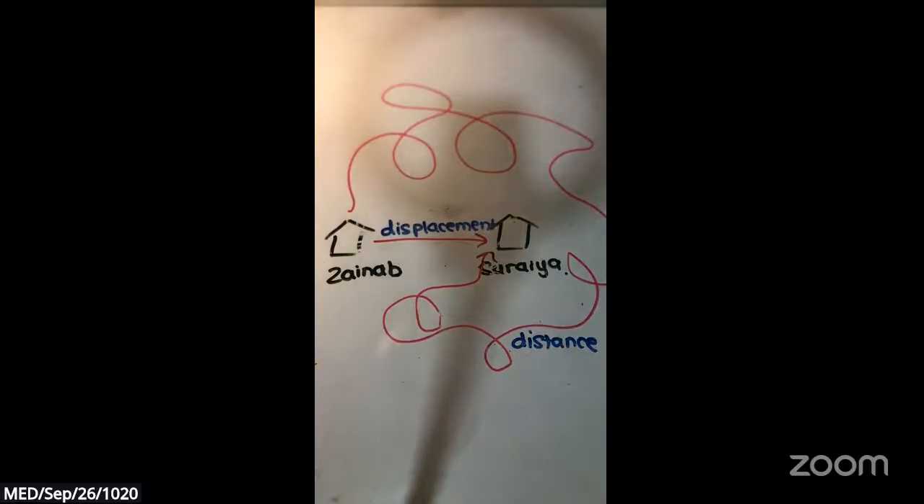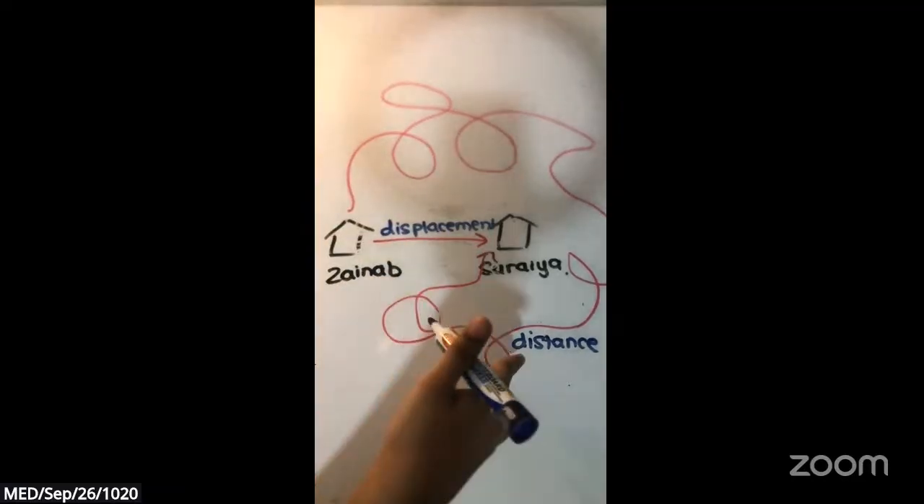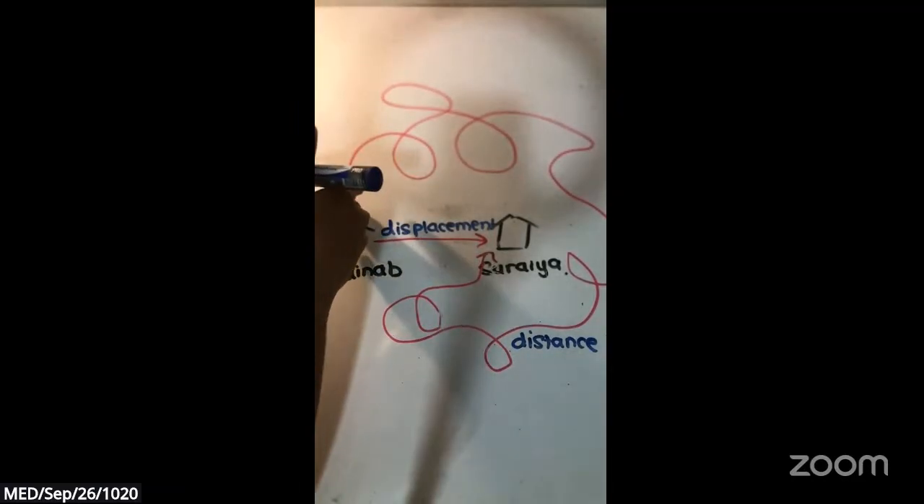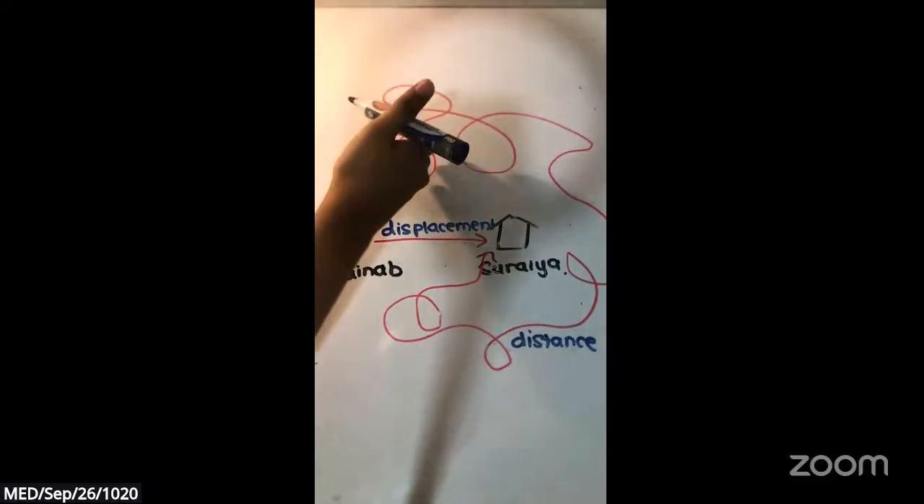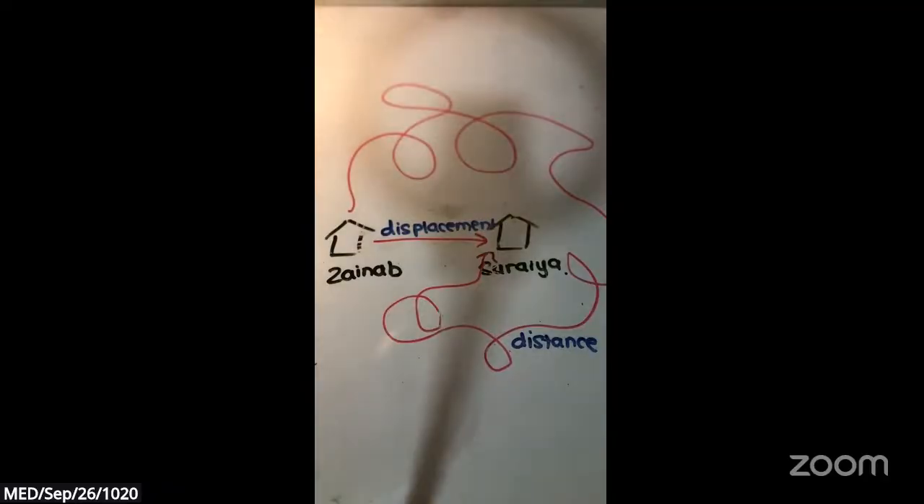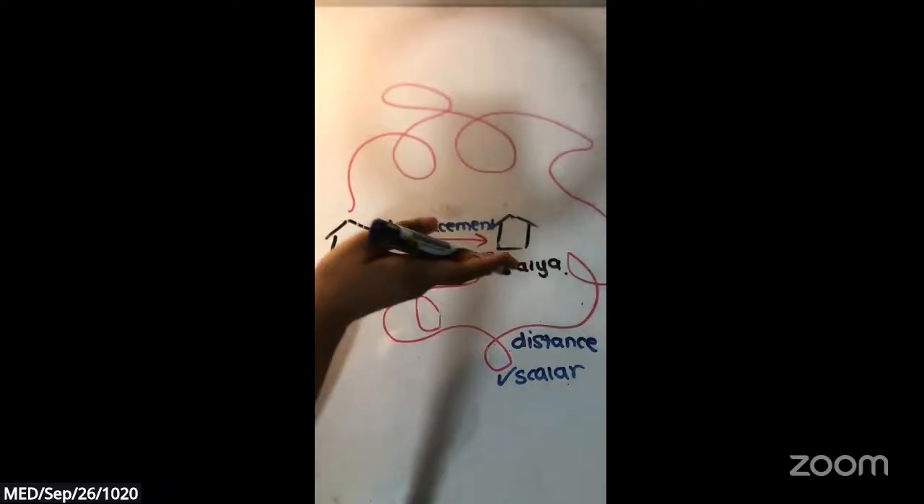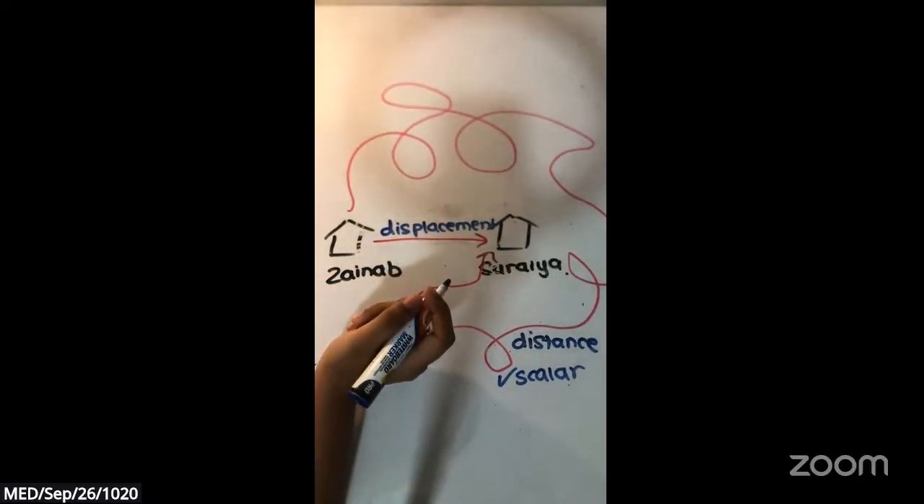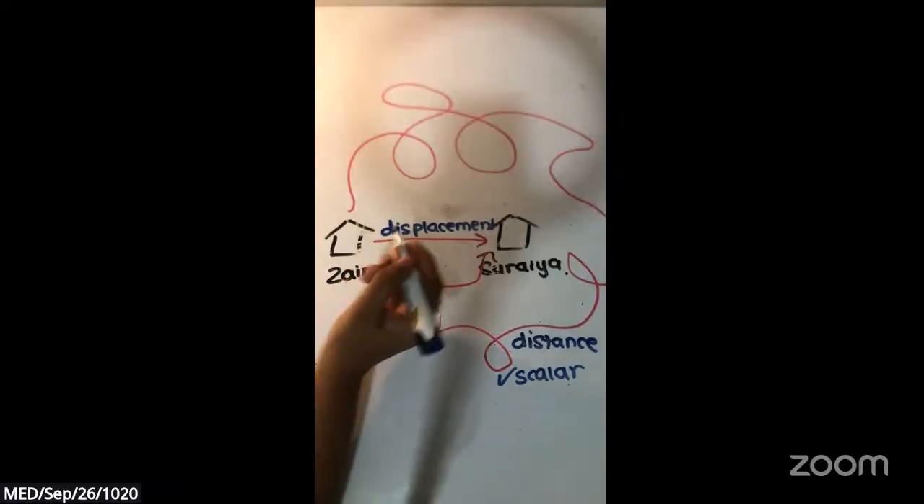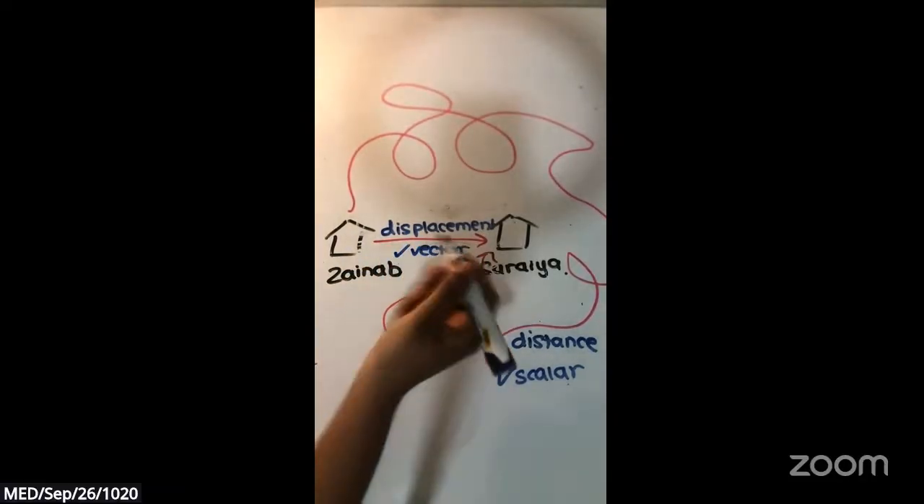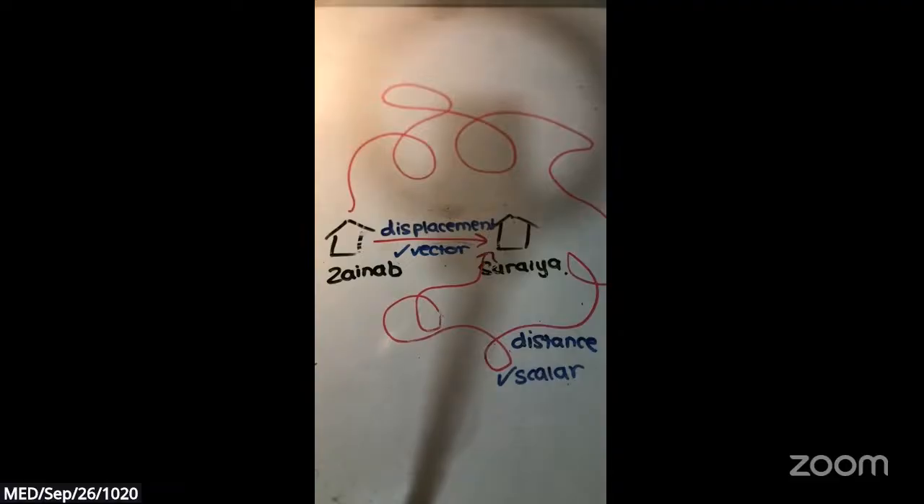Now you should be able to understand the difference between a scalar and a vector quantity. For distance, there is no particular direction. You can say north, then west, then east, and so many directions. You can't really say one particular direction. So distance is a scalar quantity. While displacement has one direction, to the east or something, so it's a vector. This is the difference between displacement and distance, the vector and the scalar.